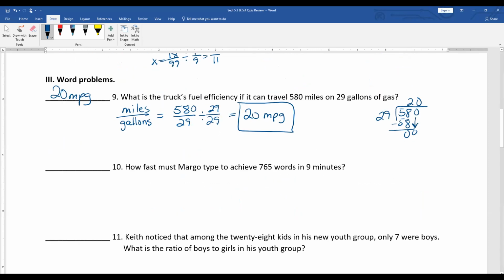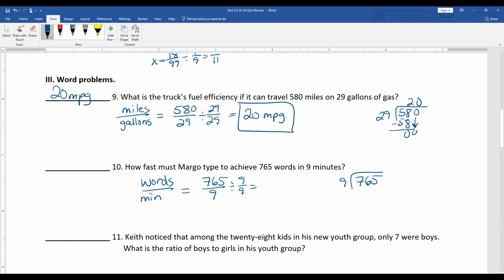All right, so for 10, how fast must Margot type to achieve 765 words in 9 minutes? Again, typing speed is done in terms of words per minute. So words over minutes, these are pretty easy, but if you're ever not sure, try to write it down and just see if it makes sense. 765 over 9. So again, we're dividing both by 9 so that we can get 1 in our denominator.